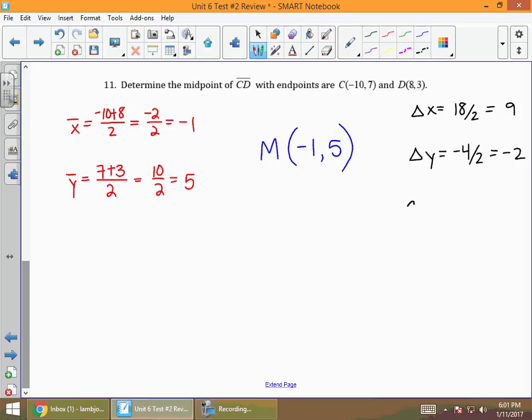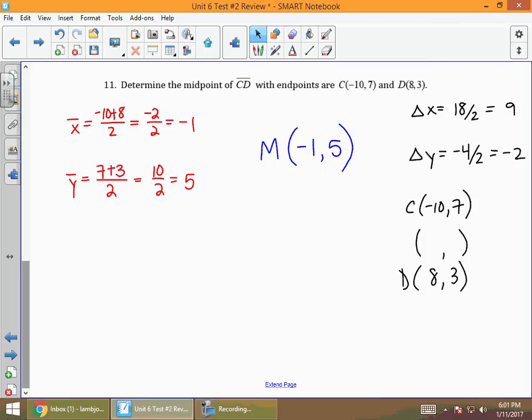And then I could start at C, which is at (-10, 7). I'm going to go down to D, which is at (8, 3). There's 1 point in between. And I can say take -10, add 9. -10 plus 9 is -1. Add 9 again gives me 8. 7, subtract 2 is 5. Subtract 2 again is 3.